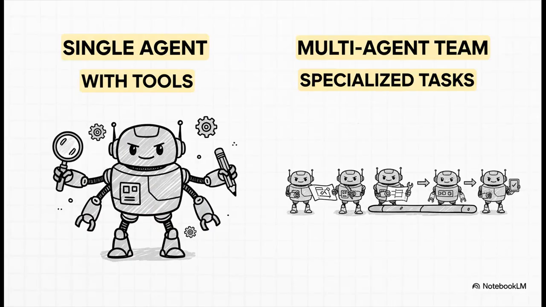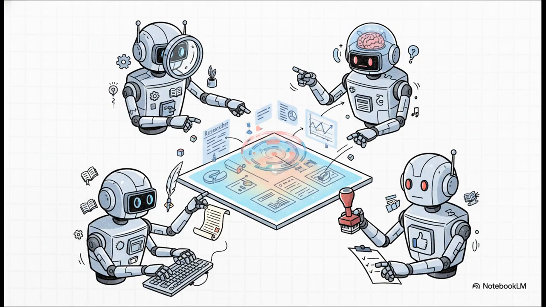Now, when you actually go to build one of these, you've got a couple of ways you can go. You can build a single, monolithic agent that has a bunch of tools at its disposal. Or you can get a little more creative and build a whole multi-agent team. And this multi-agent approach is honestly pretty fascinating. It's literally like assembling a digital dream team.